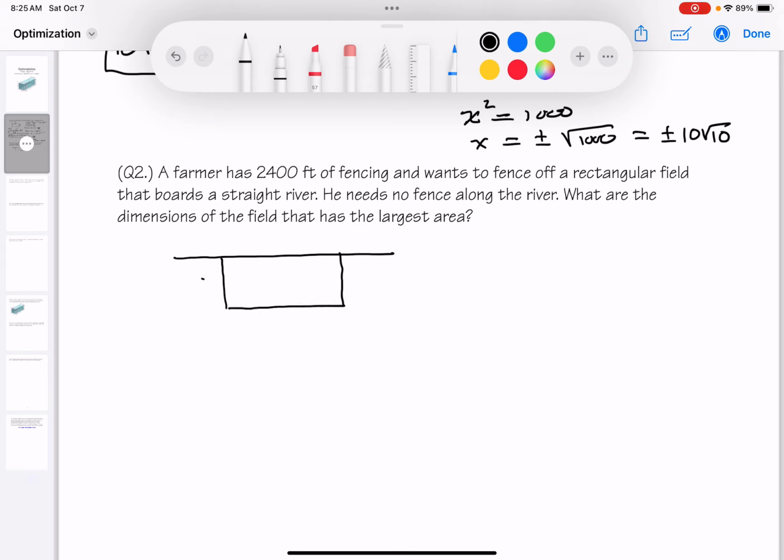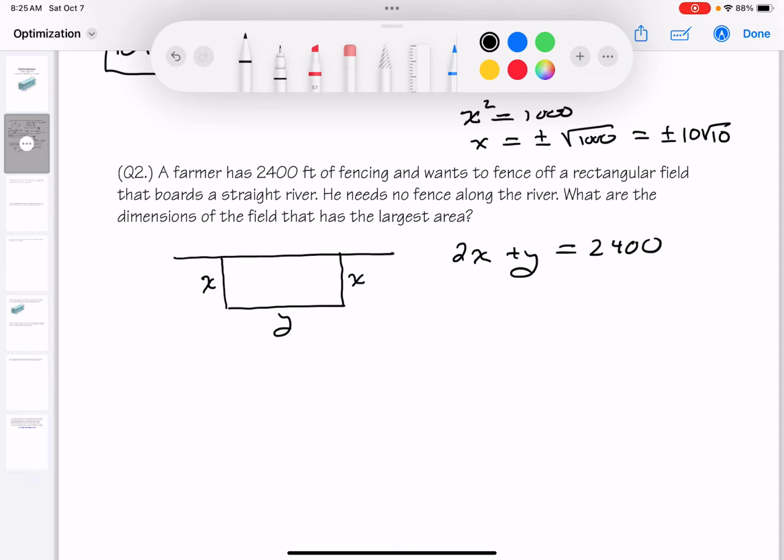I'll use the same letters. I'll call this X, I'll call this Y, and I'll call that X. Again, the river doesn't need any fencing. And what do I know about this? I know there's 2X plus Y is equal to 2,400, and this is in feet.